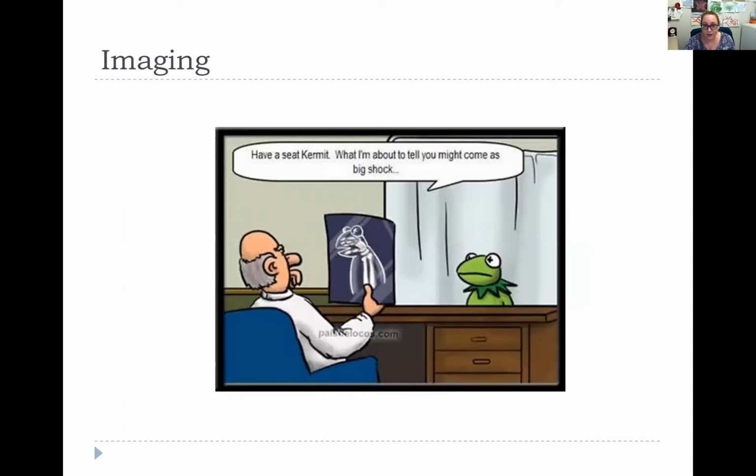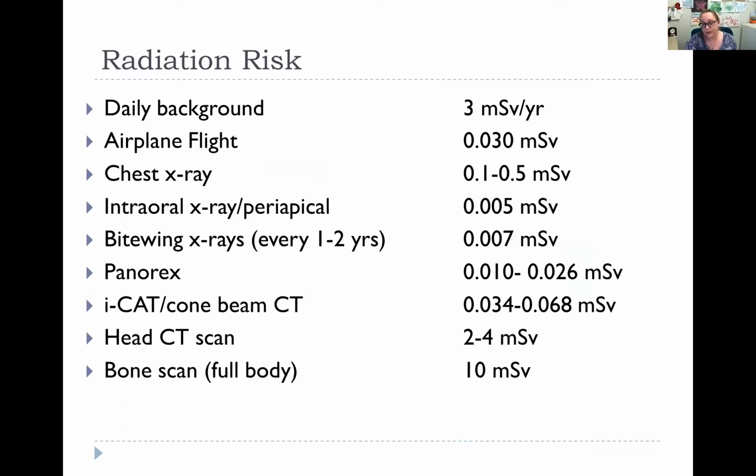So, moving on to imaging. I always used to get asked this question, so I just left this slide in. It's basically about the risks of radiation when we're doing this. As a dentist and oral maxillofacial surgeon, I'm taking x-rays multiple times a day, all the time. But the point of this slide is really just to show you that getting these x-rays is a very, very small radiation risk. Even getting a head CT is about 2 to 4 millisieverts. When you compare that to daily background radiation, how much you're getting per year, or even just an airplane flight at 0.03 millisieverts, you can see that it's pretty low.